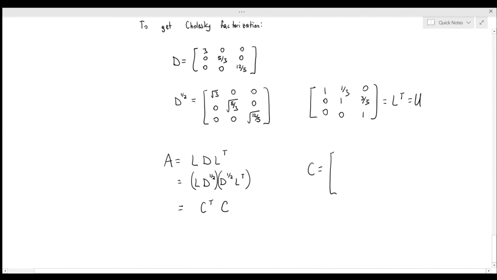So if we just do the multiplication real quick, we get square root of 3, 0, 0, 0. And then let's see here. That times this will be 0. So square root of 5/3. Let's see here. This times, oh wait, no, not that entry. That one is 0. This one is square root of 5/3, I believe.